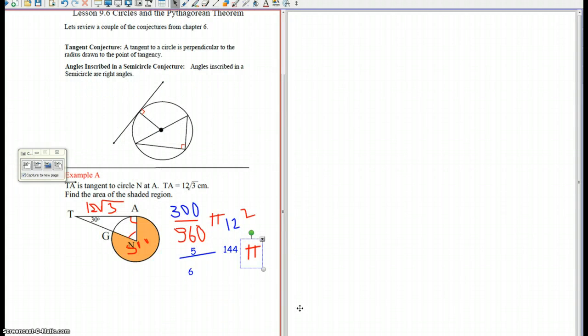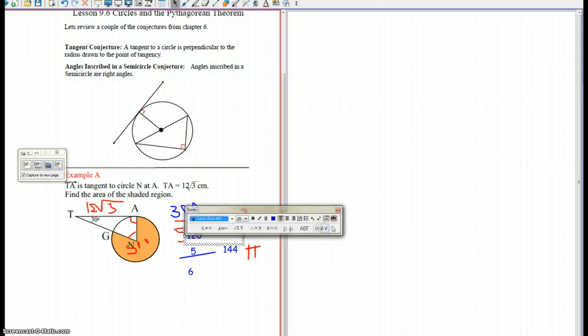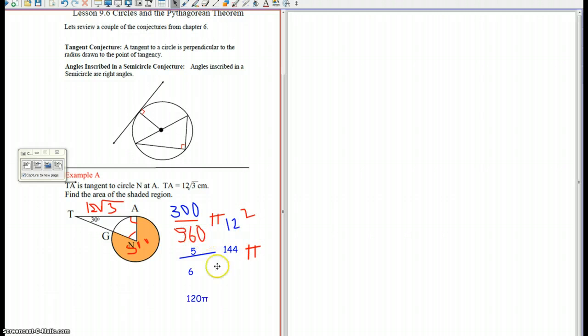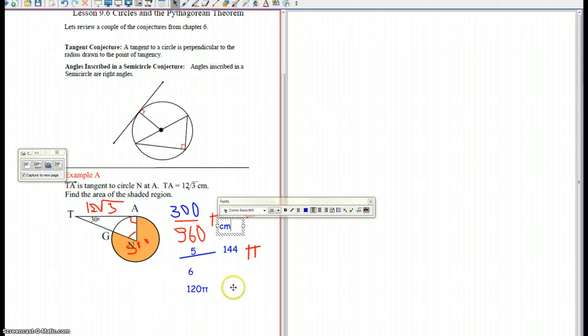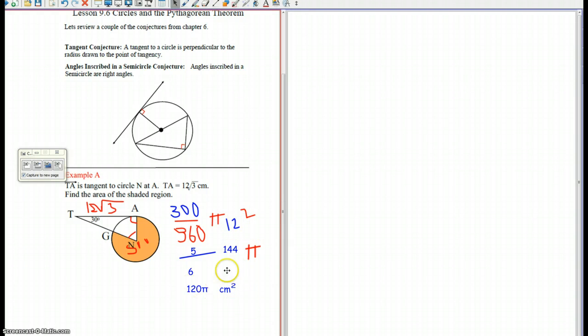So I can solve this. I know that 6 goes into 144, and that would be 24 times. I've got 5 times 24. That'll give me 120 times pi. So my answer will be 120 pi, and my label is centimeters square. So there's one example of how to use the checklist to solve for an area. Let's look at a second example.